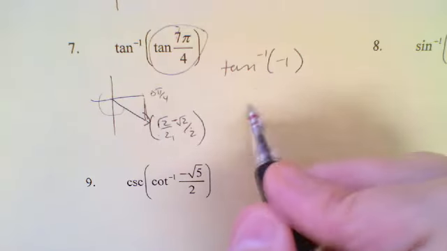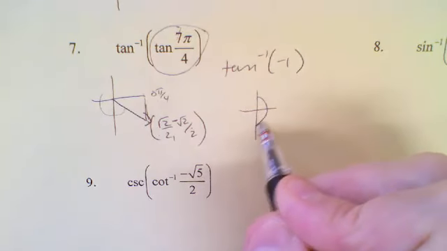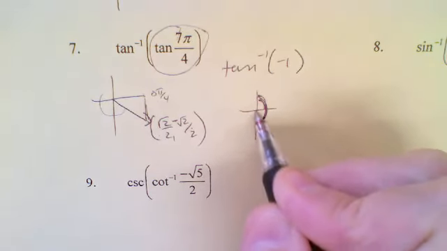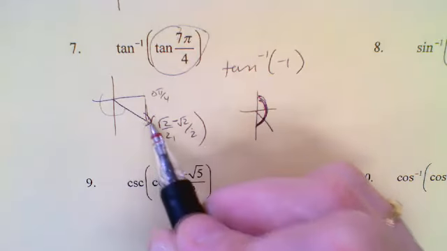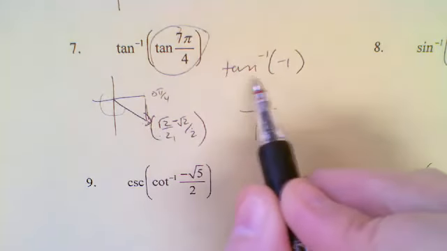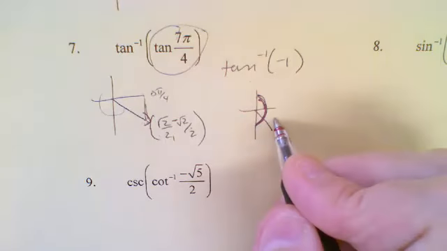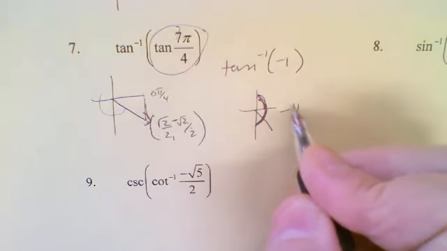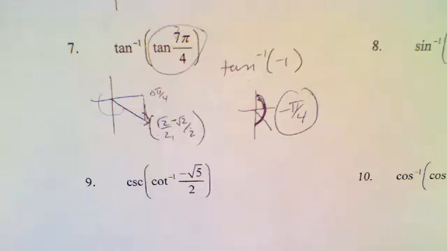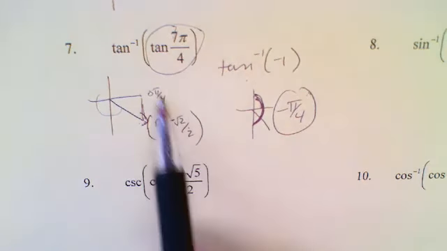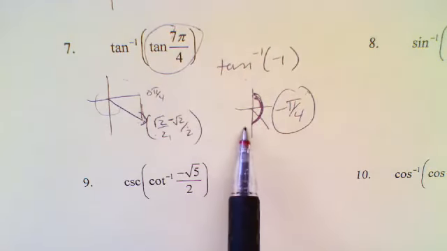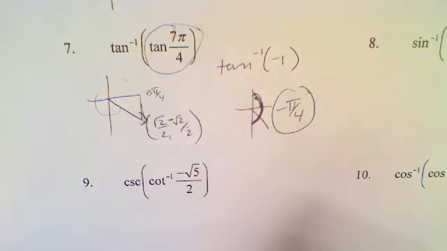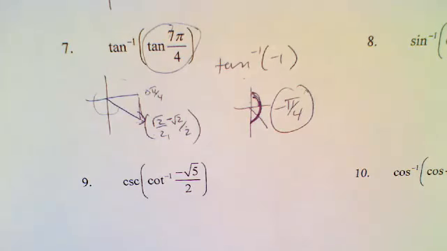Well, inverse tan has to be an answer between pi over 2 and negative pi over 2. So it's the same angle I have drawn over here, but I have to name it differently when I'm doing inverse tan. The reference angle is pi over 4, but I have to say that's negative pi over 4. I can't go all the way around the circle. My answer has to be between negative pi over 2 and pi over 2. So I have to name it negative pi over 4.